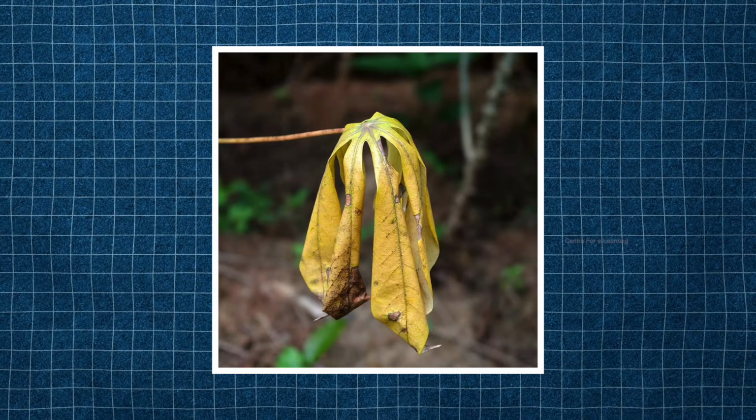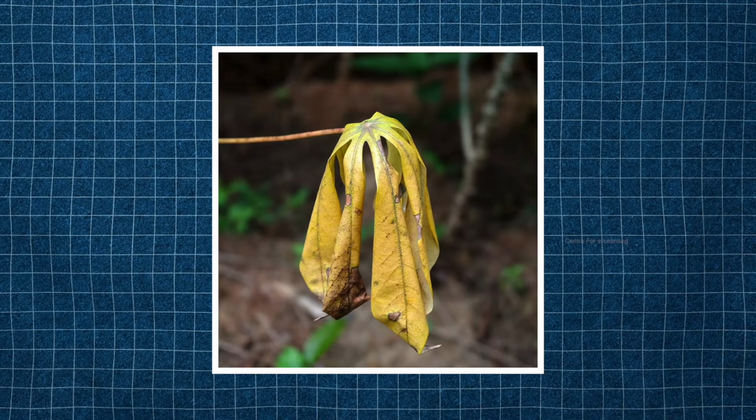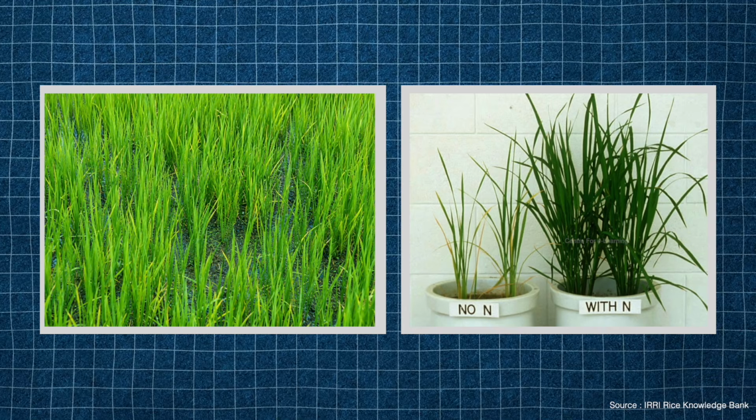See, in the case of nitrogen deficiency, it starts with chlorosis of the lower leaves, and it may spread to the entire plant. It may cause stunting, growth is affected, yield is affected.